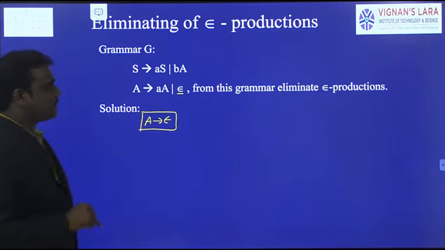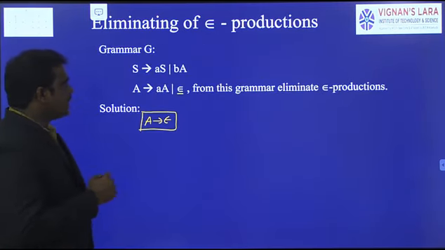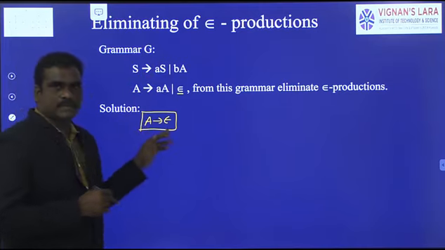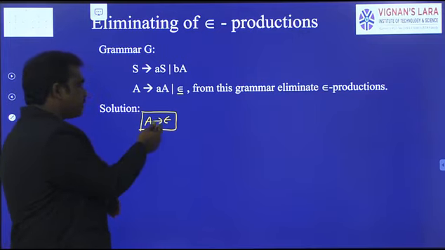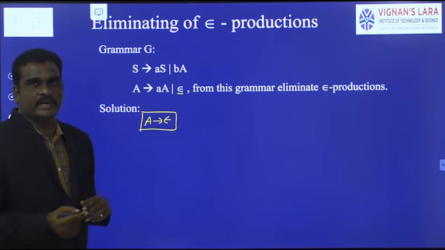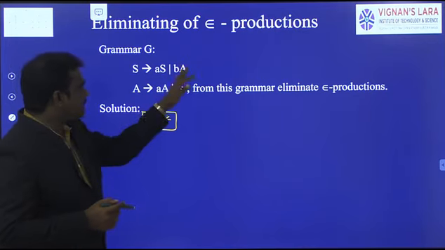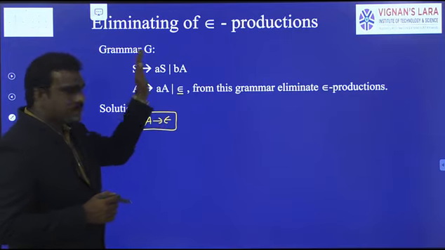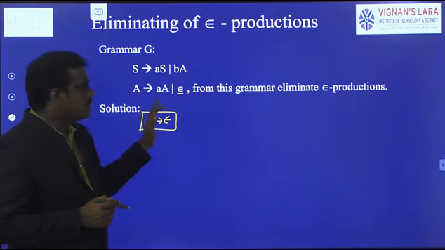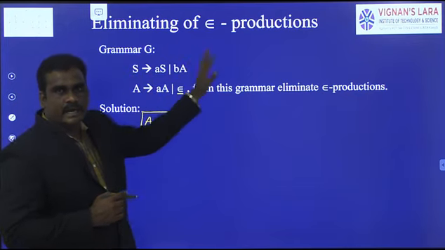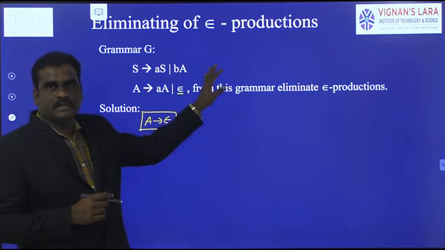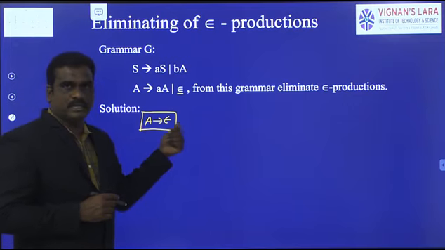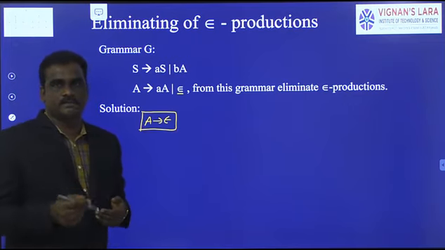That means, in this case, the nullable production is A to epsilon. Now I want to eliminate the nullable production A to epsilon. How to eliminate it? We concentrate on the production right hand side. In the entire given grammar, whenever we encounter the symbol capital A on the production right hand side, it is simply replaced with epsilon. Then we will get some new set of productions.